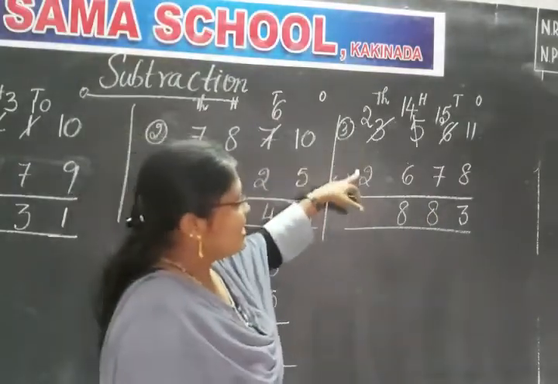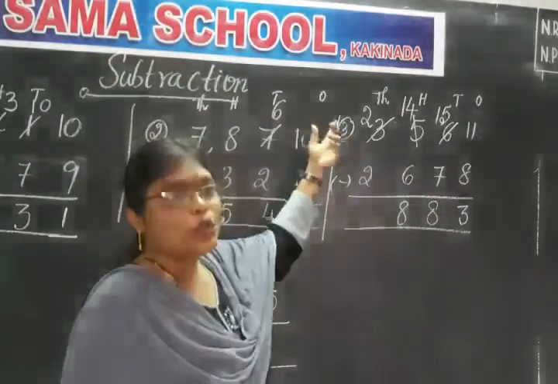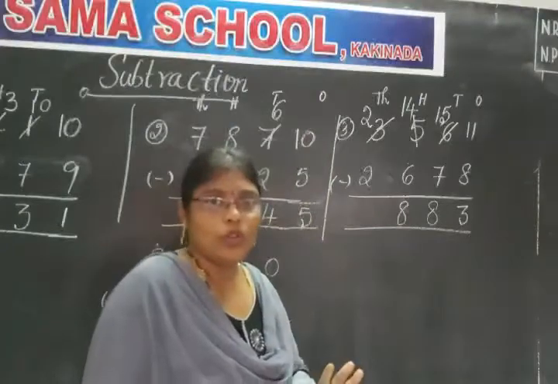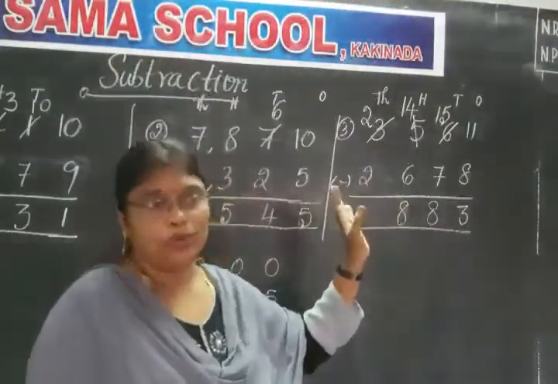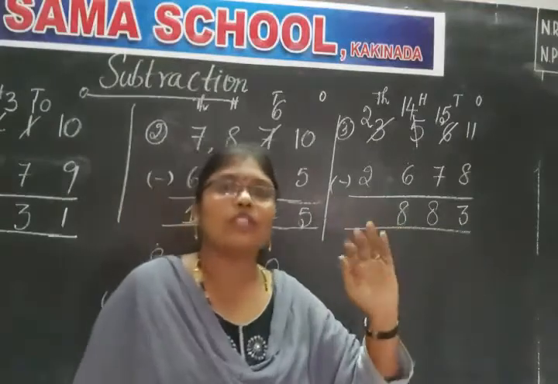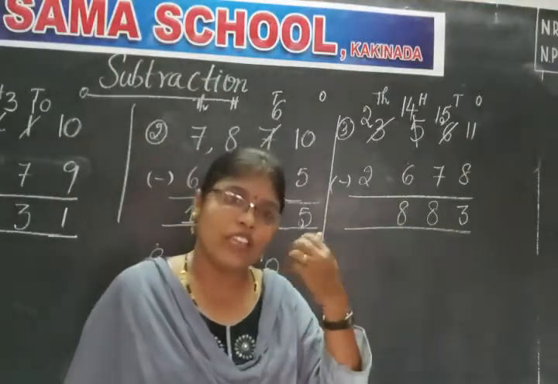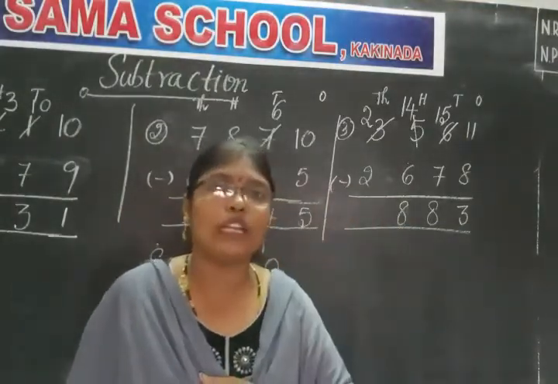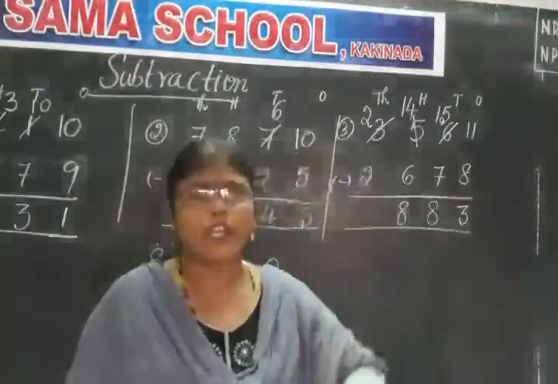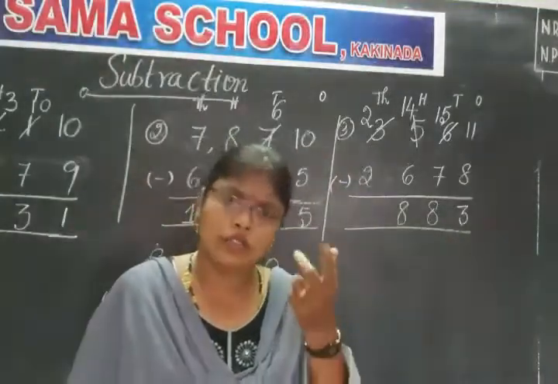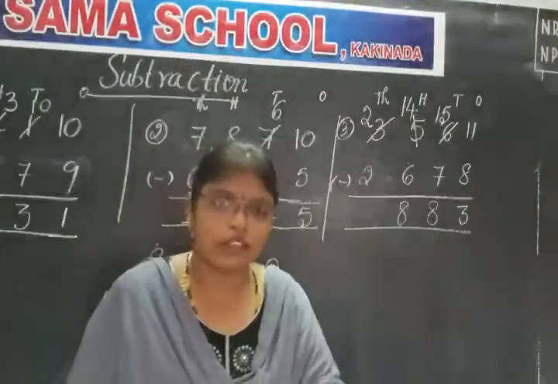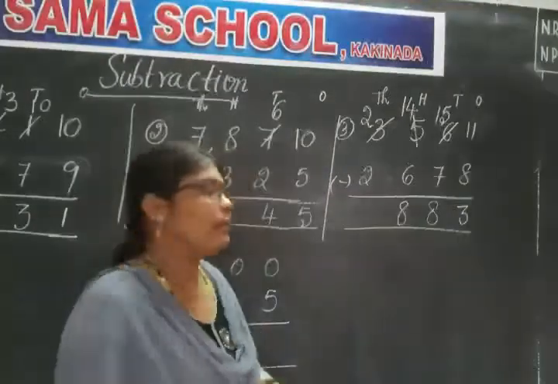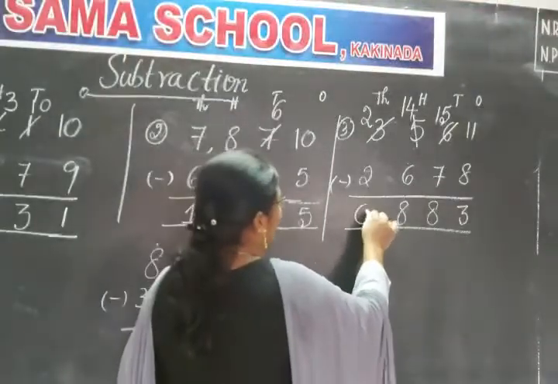And here what are the digits in thousands place? 2 and 2. So you have to subtract 2 from 2. Yes or no? So when you subtract any number from the same number, what will you get? You have to count 2 after till 2. So to get 2, you need not count anything. Yes or no? So then it will become 0.